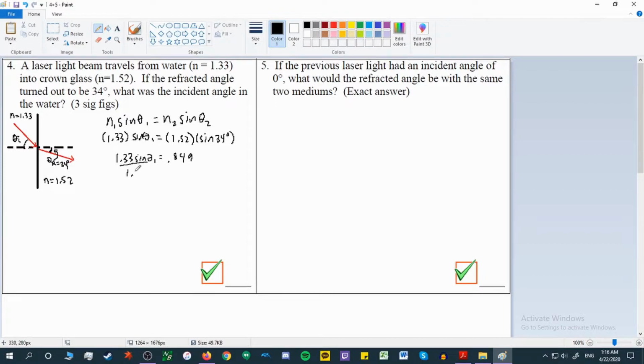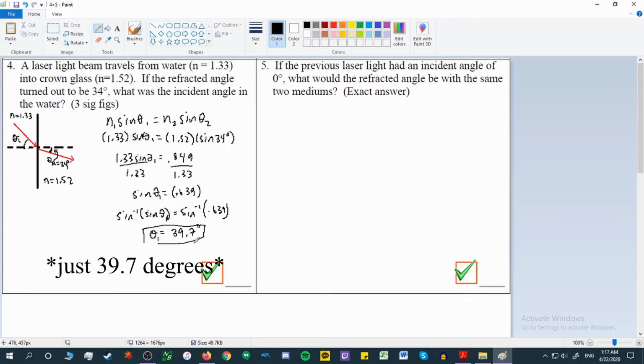Then we're going to divide both sides by 1.33. We get sine theta 1 is equal to 0.639. And we are going to take the inverse sine of both sides so that we can find theta. And we end up getting theta 1. Oops, I forgot to write the ones down. Don't forget, theta 1 is equal to, your incident angle should come out to be 39.79 degrees.